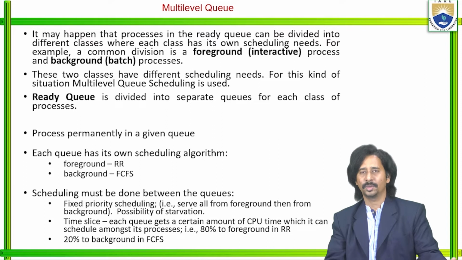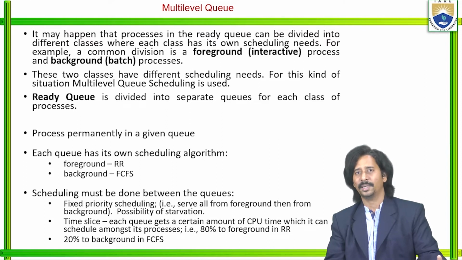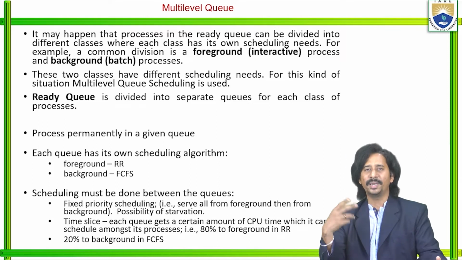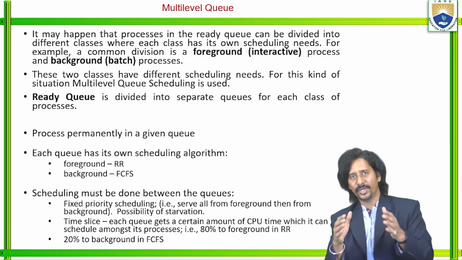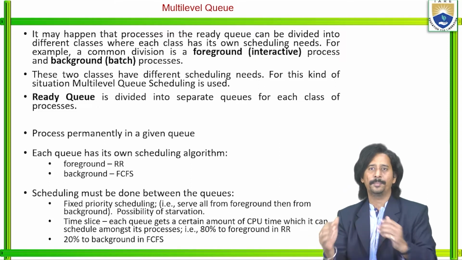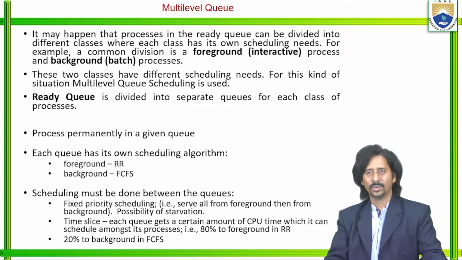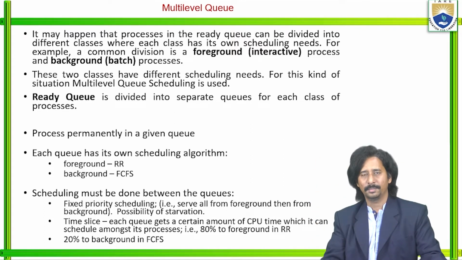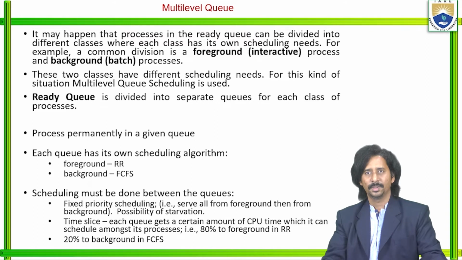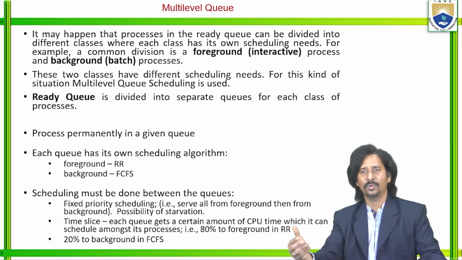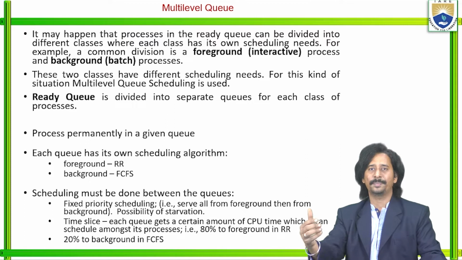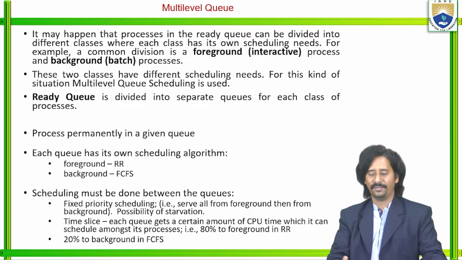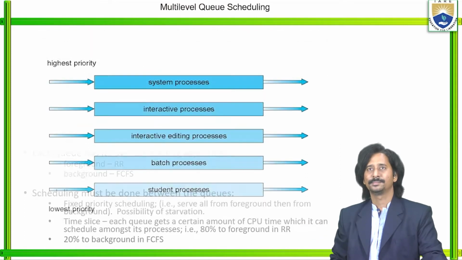Then time slice. From the round robin algorithm, you know the terminology called time quantum or time slice. Each and every queue gets a certain amount of CPU time, which it can schedule among its processes. So within that particular time period, that particular process will complete its execution. Let us take 80% to foreground in round robin as well as 20% to background in FCFS scheduling algorithm.